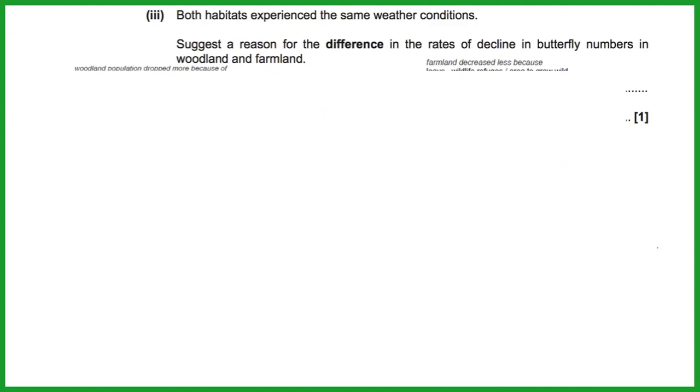So both habitats experienced the same weather conditions. Now they ask you to suggest a reason for the difference in the rates of decline in butterfly numbers in woodland and farmland. Now suggest means come up with any reason that is reasonable. But a reason you can't suggest is the severe weather, because they both experienced the same weather conditions. So the differences must be something to do with the nature of the habitat.